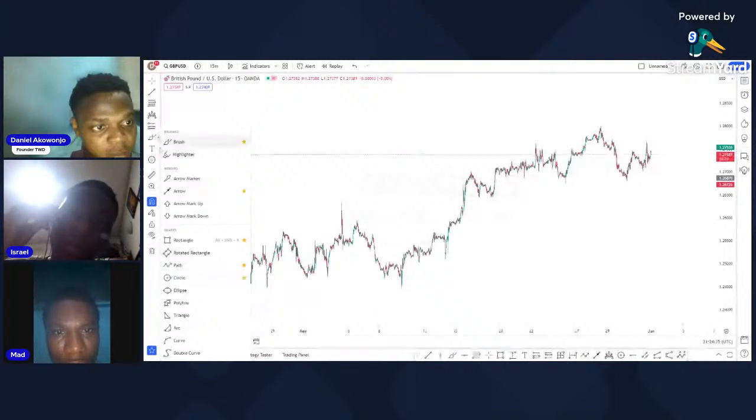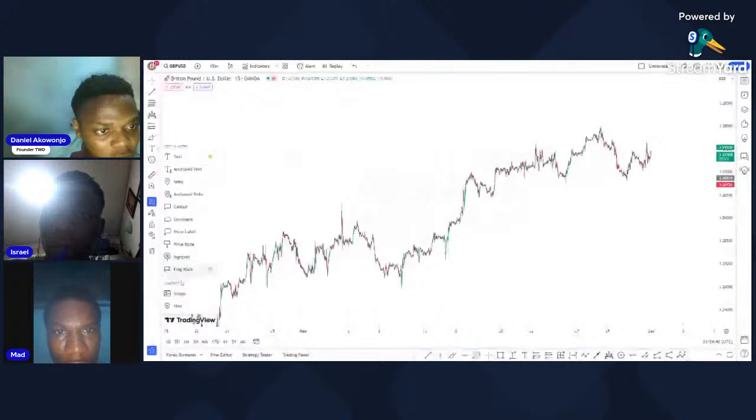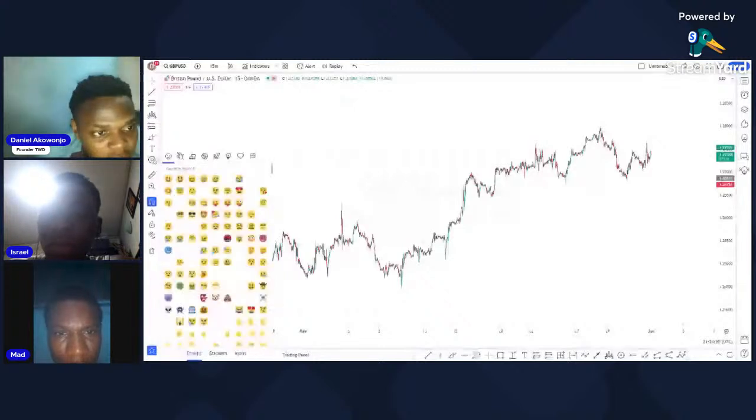Now the next one you want to pay attention to is your text and annotation tools, right? You want to add an image to the chart, probably for teaching, or you want to add text, anchor text, call out, price label, and all of this. You want to do that. But we don't need all this. You want to add icons, and we don't need all this.